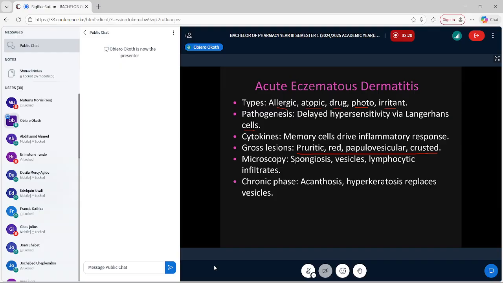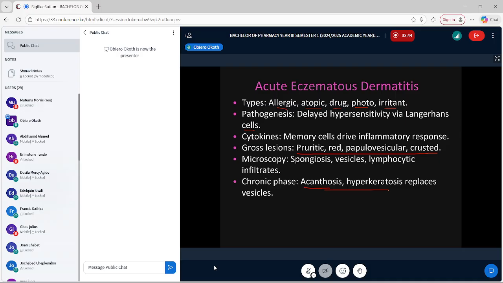And also how it appears depends on whether it's a chronic phase, something that has been there for some time, or it's an acute phase. In acute phase, pruritic red papulovesicular rashes that look crusted. In the chronic phase, because of too much rubbing and too much scratching, you normally get thickening of the epidermis. That's what we are calling acanthosis. You get hyperkeratosis.